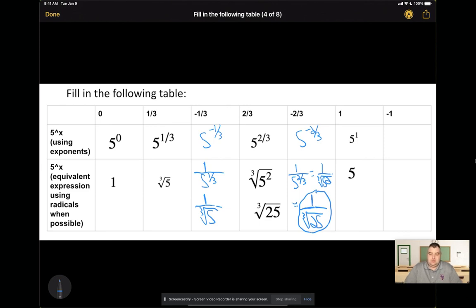Okay? 5 to the power of 1 we already did. If I have 5 to the power of -1, that's going to be 1 over 5 to the +1. And we know that 5 to the +1 is 5. So 5 to the power of -1 is equivalent to 1/5.